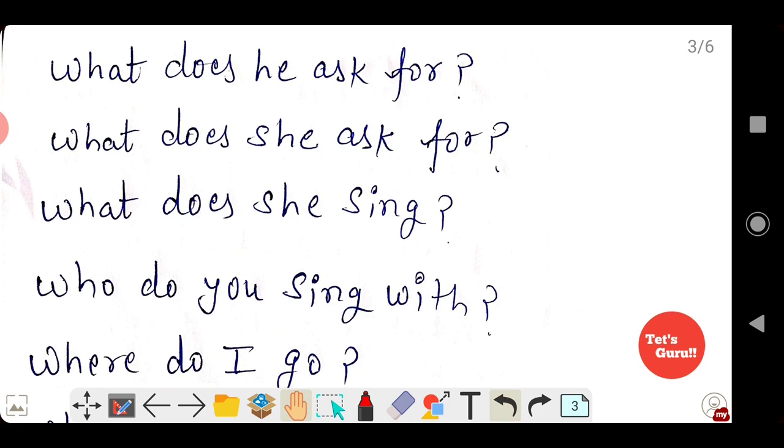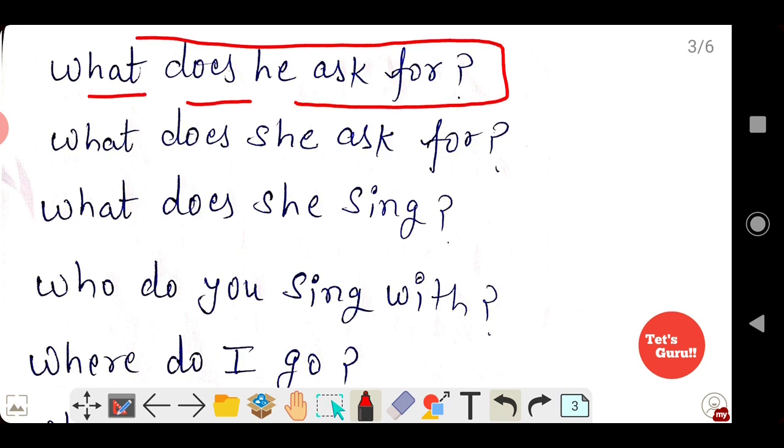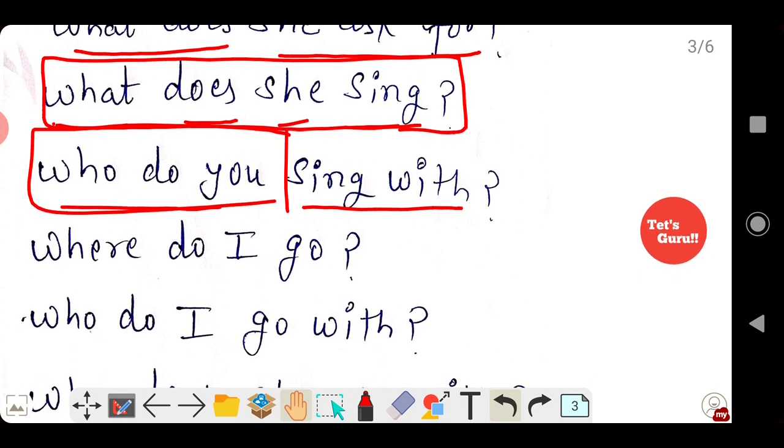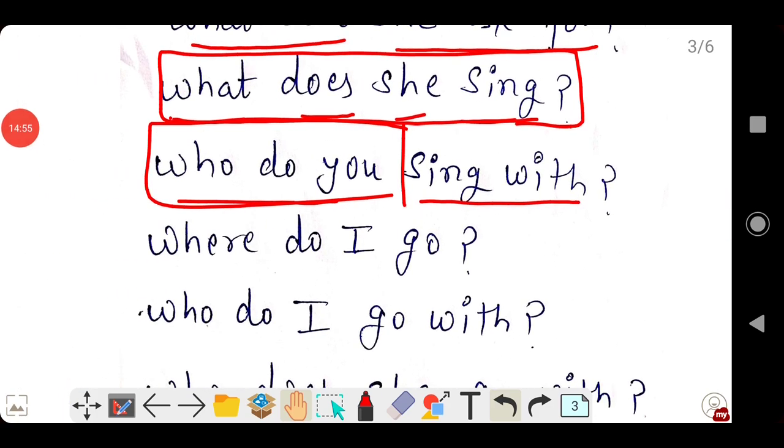So we are left with some more sentences. So let's start. What does he ask for? Friends, I'm repeating again and again. What does she ask for? What does she sing? Okay, remember, always try to remember, does comes with she, does comes with he, does comes with the third person. Okay, who do you sing with?